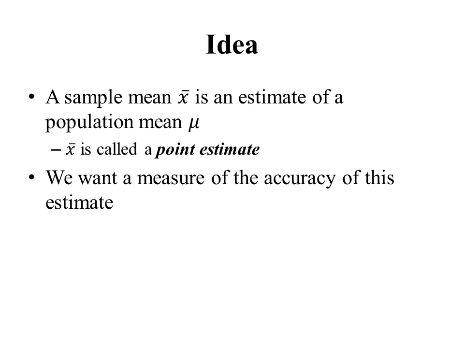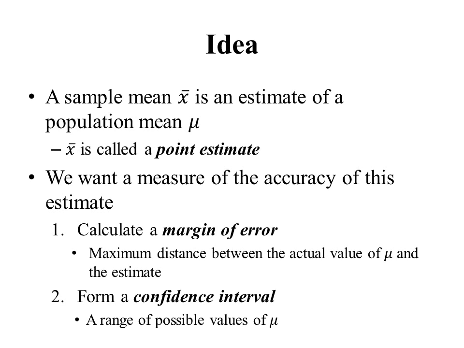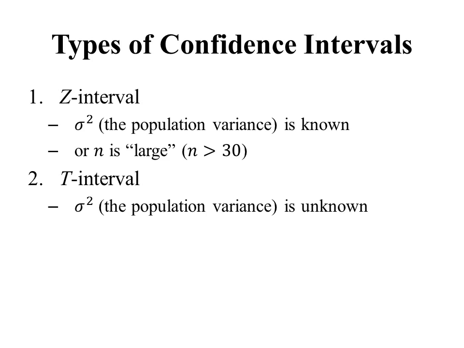But like in the previous section, whenever we estimate something, we want a measure of the accuracy of the estimate. And so we're going to measure that with what we call a margin of error, which, like in the previous section, is the maximum distance between the actual value of mu and the estimate. And then using that margin of error, we're going to calculate a confidence interval, which is a range of possible values for mu, as opposed to just a one number estimate.